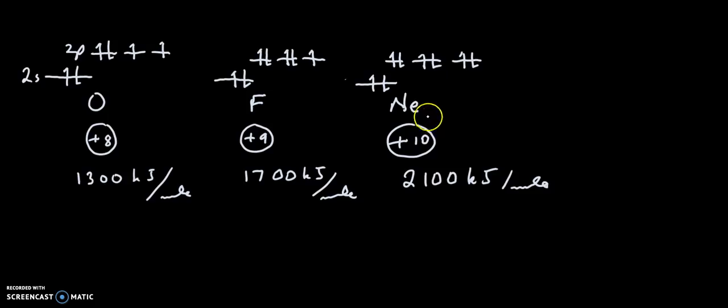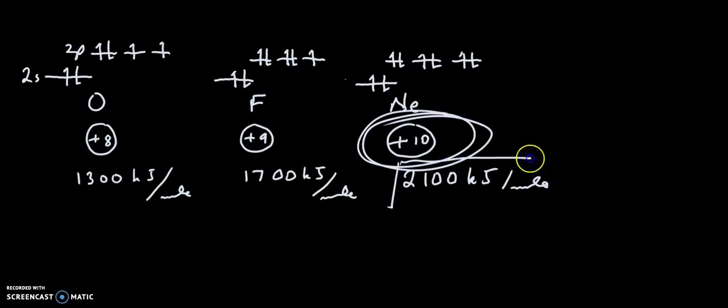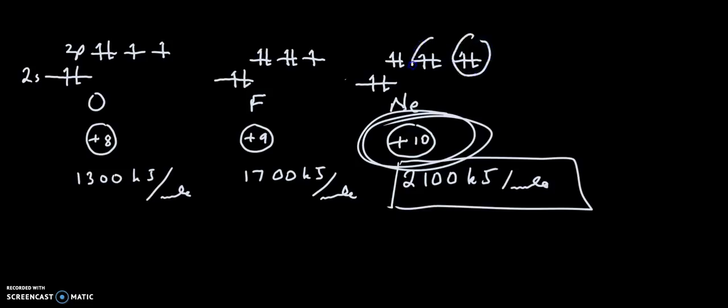Completing the row, when we get to neon, neon now has positive 10 protons in its nucleus. And we see that we go up to 2100 kilojoules per mole. We still have the negative repulsive forces occurring between the pairs of electrons, but the additional protons in the nucleus draw all the outermost electrons closer to the nucleus as we have a greater effective nuclear charge interacting with the outermost electrons. That greater attraction between the nucleus and the outermost electrons is reflected by an increase in the energy required to remove a single electron from that outermost layer of electrons. And we see an increase in the first ionization energy.